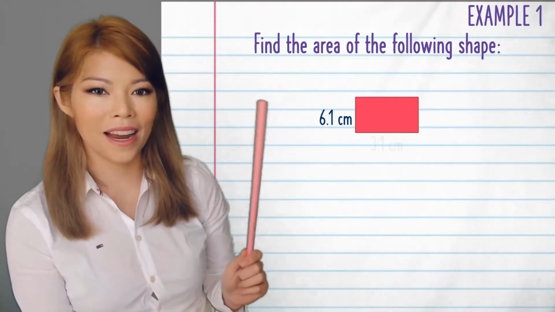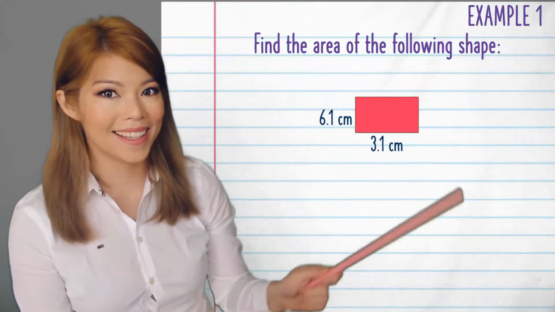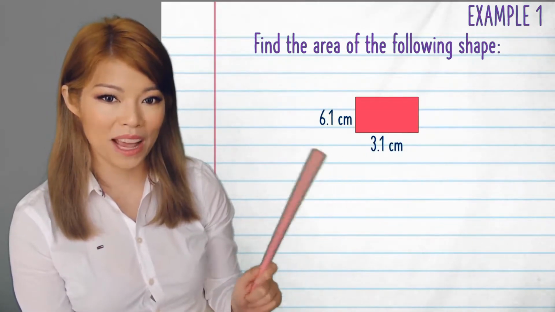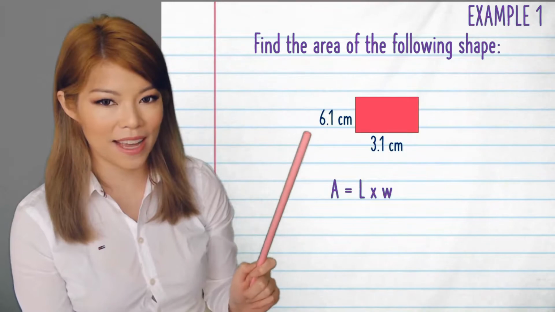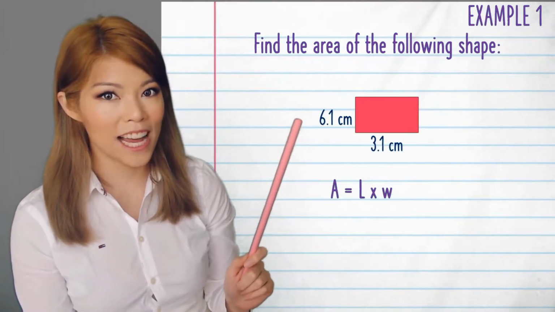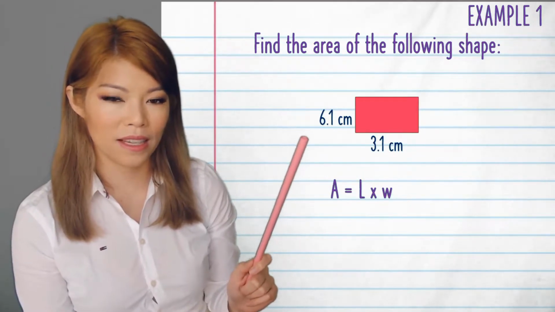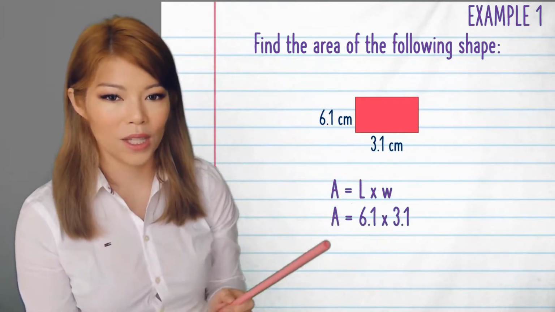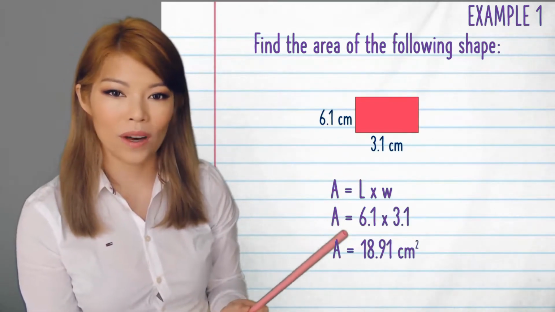Example 1. Find the area of the following shape. This is a rectangle. So all we have to do is multiply the two values together. Or the area of a rectangle is length times width. 6.1 times 3.1. So we get 18.91 centimeters squared.